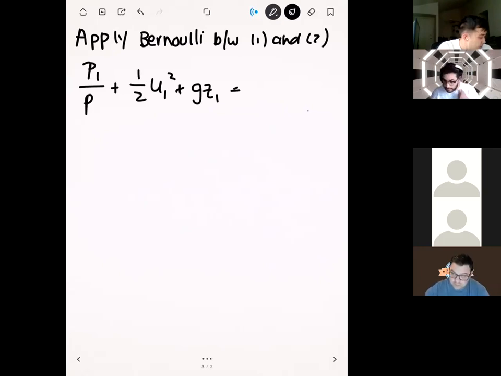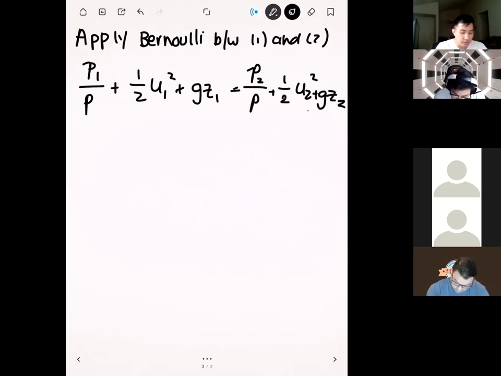Next we have to write out the Bernoulli quantities at point 2. So at point 2 we have pressure P2 over rho plus 1/2 U2 squared plus gZ2. Remember, the Bernoulli equation holds as long as we can assume our 4 main assumptions: steady, incompressible, inviscid, and applied along a streamline. Then all the Bernoulli quantities at one location have to equal the Bernoulli quantities at the second one, and from here we can cancel out terms and solve.